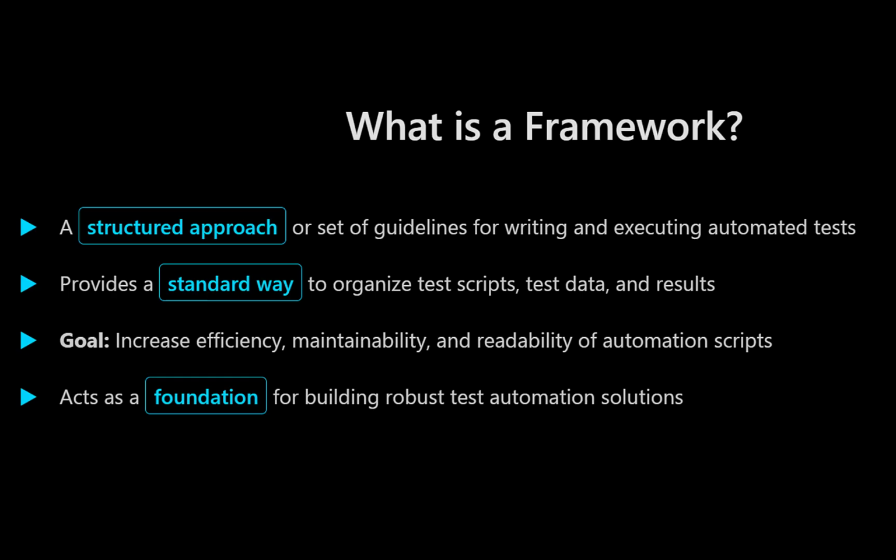So the framework basically acts as a foundation for building robust automation solutions, right? Let me summarize this again with the example I've given, the house blueprint. So framework is basically a house blueprint. When you build a house, you don't need to start from scratch every time. A blueprint gives you a structure, guidelines, standards, so that you can reuse the blueprint and build multiple houses with maybe small modifications and ensure everything fits together perfectly.